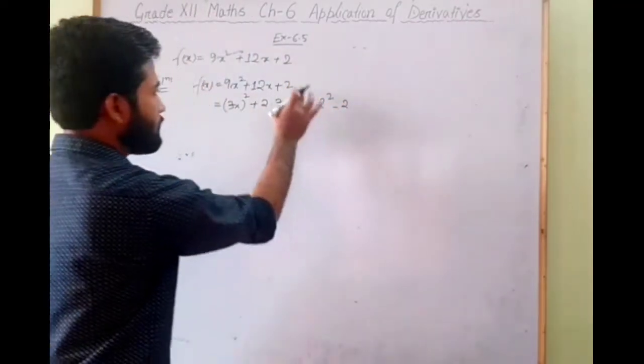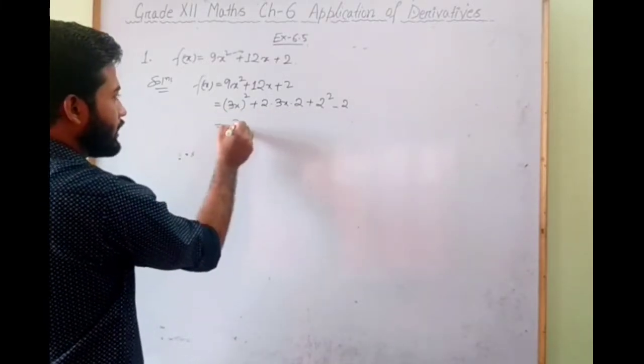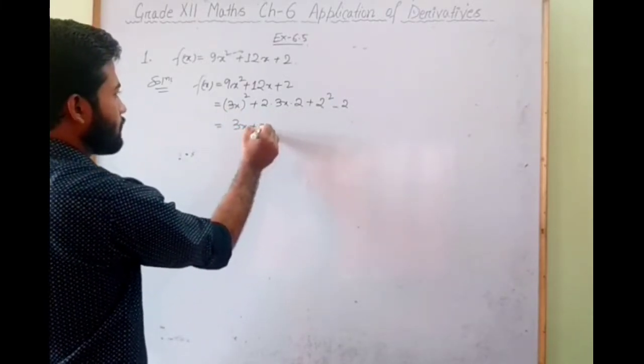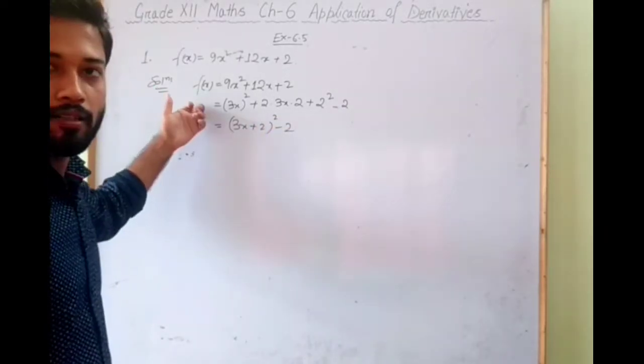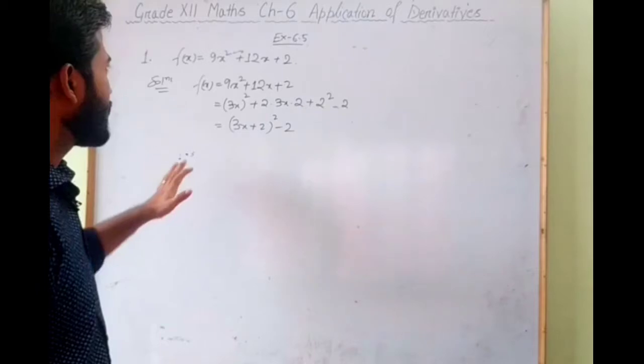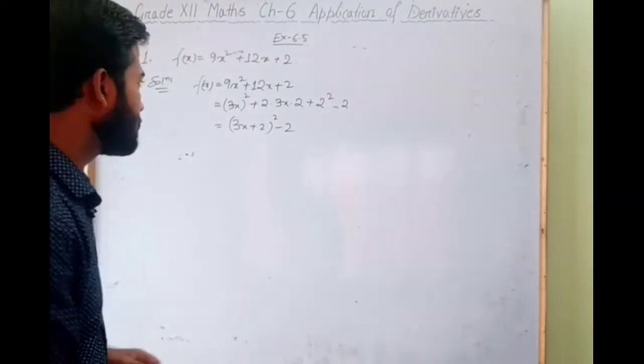So both are same, isn't it? 2 square will be 4, 4 minus 2 is 2. Now this together can be written as (3x plus 2) whole square minus 2. So I have changed my function from here to here. Now let us see whether this function attains a maximum value or a minimum value, and where does it attain.